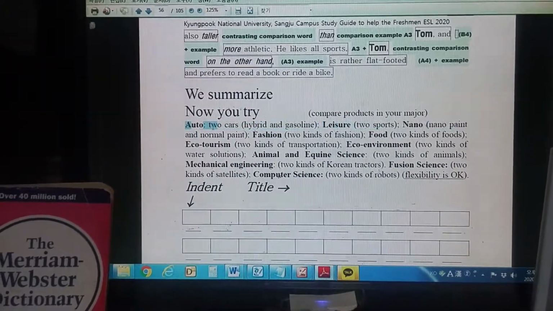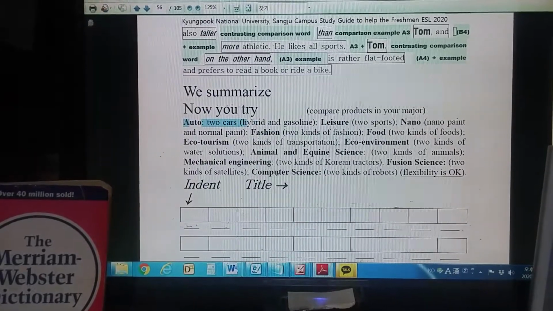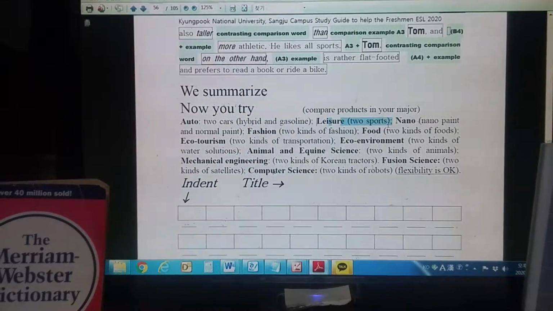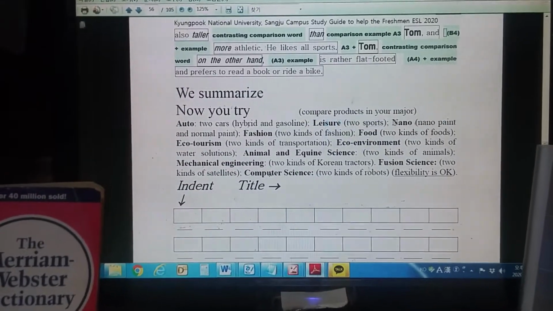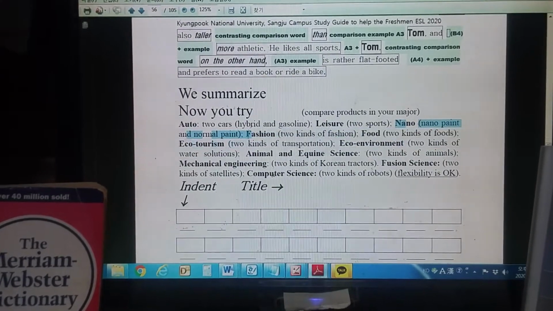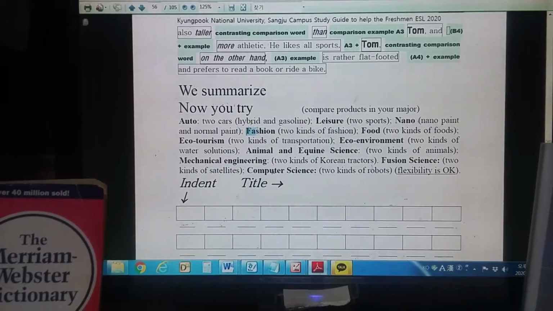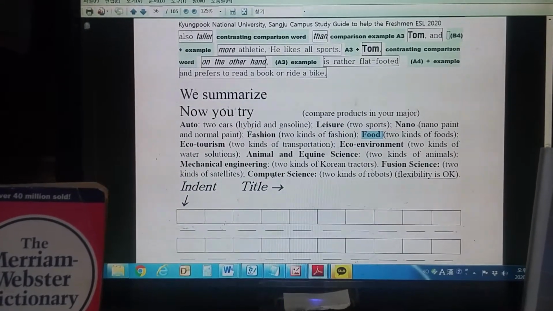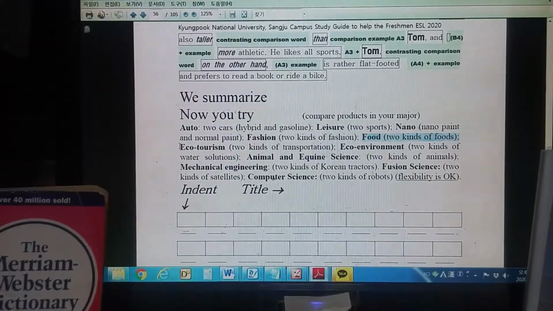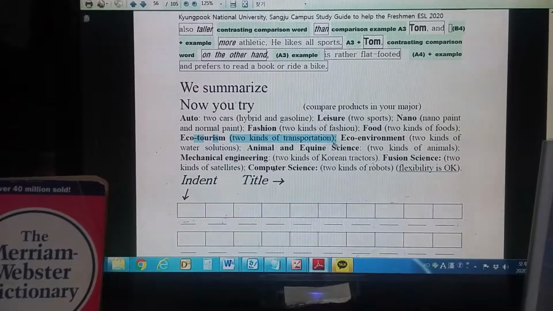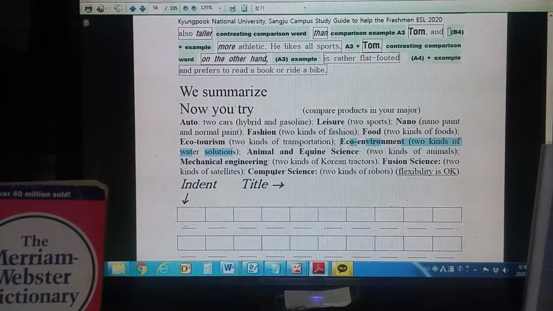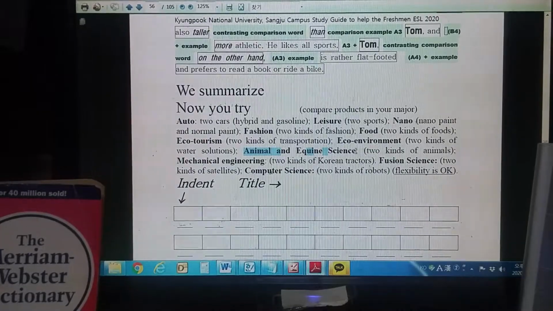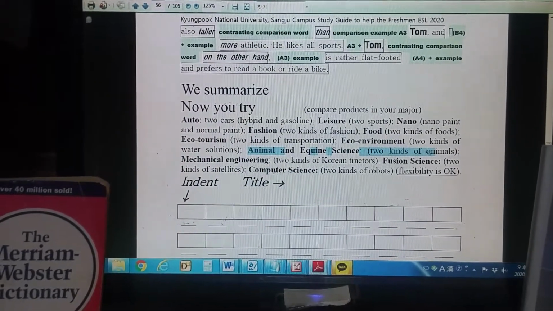For example, in auto, 2 cars, hybrid and gasoline. If you are in leisure sports department, compare 2 sports. If you are in paint, nano paint and normal paint. If you are in fashion design, 2 kinds of fashion. If you are doing food, 2 kinds of food. Ecotourism, 2 kinds of transportation. Eco-environment, 2 kinds of water solutions. Animal and equine science, 2 kinds of animals, right?